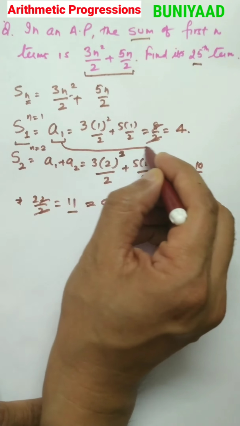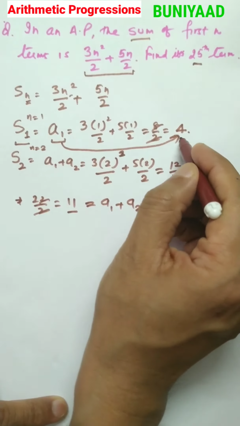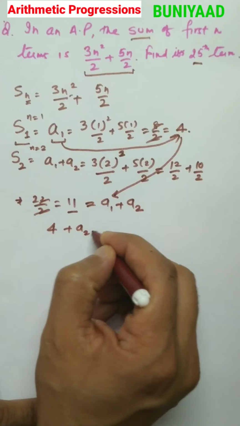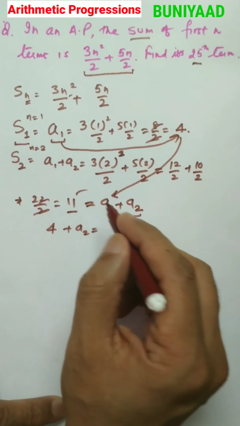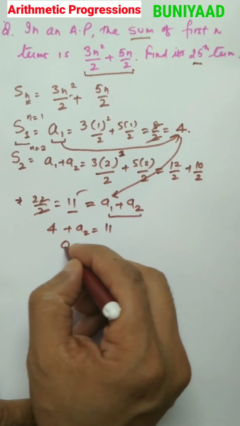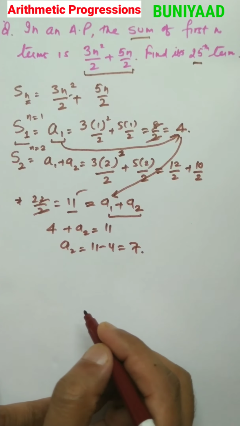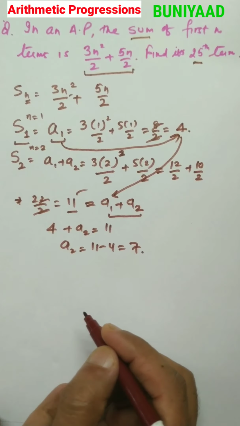We have the value of A1. What is that? 4. You can put this 4 here. So this becomes 4 plus A2. And this is 11. So your A2 will be 11 minus 4, that is 7. Now you got A2.